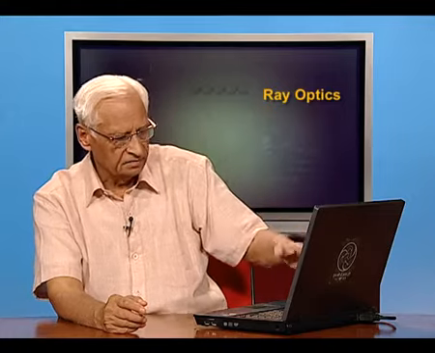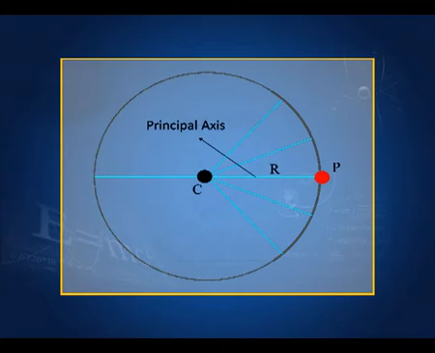I am showing that again, all these are normals, and this is the geometrical center of this reflecting surface, and this diameter is called the principal axis. This joins point P with the center of curvature, and this is the radius of curvature, and all distances will be measured from P, which is called the pole of the mirror. This will be the reflecting mirror, and this will be called the pole of the mirror.